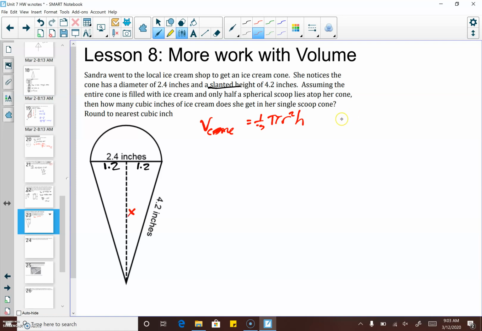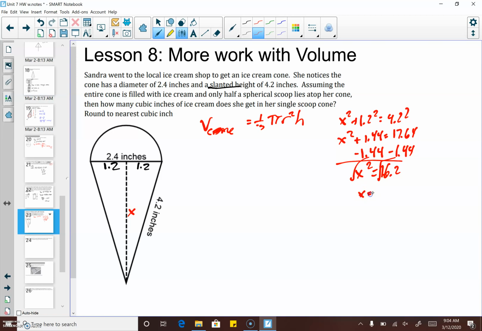So to find that height, we are going to use the Pythagorean theorem. x squared plus 1.2 squared equals 4.2 squared. So as I do that, 1.2 squared is 1.44, and 4.2 squared is 17.64. I'll subtract on both sides. I get x squared equals 16.2. Now I take the square root, I get an irrational number. So what I'll do is I'll just keep it as the square root of 16.2 to make my life kind of easy here.